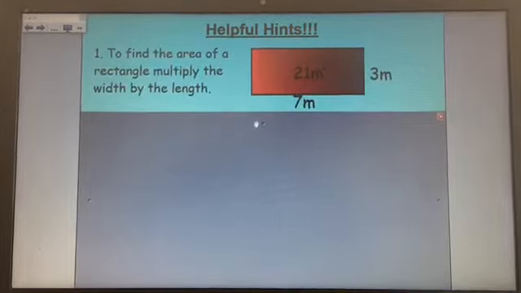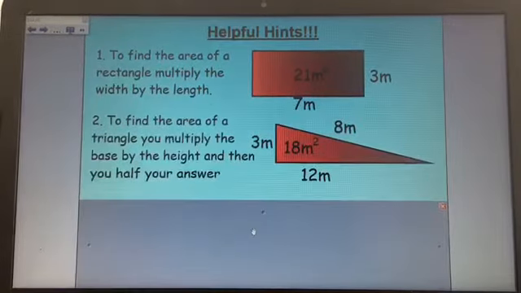Let's have a look at the next one. To find the area of a triangle, you do the base times the height, and then you halve it. So you do 3 times 12, which is 36. Half of 36 would be 18, so it'd be 18 meters squared.